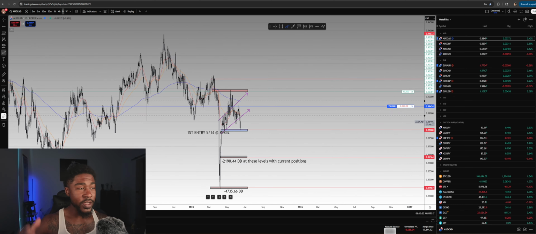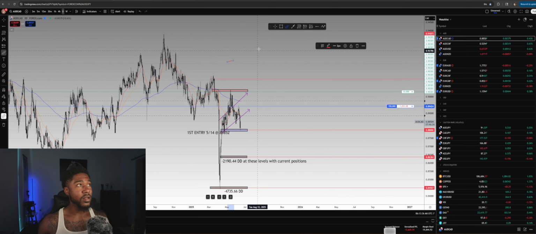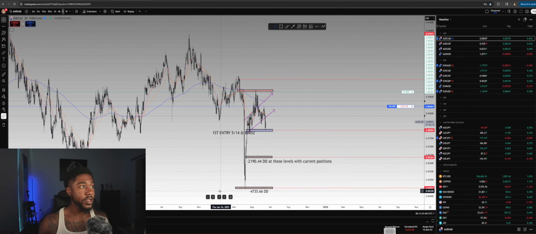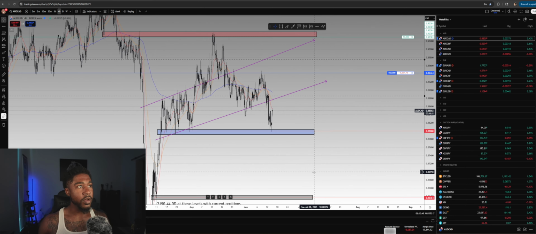So anyways, now that the yapping is over, let me show y'all what trades I'm in. The first trade we're going to start off with is Aussie CAD. I'm in Aussie CAD longs. If we look here, we can see I'm down $1,000 on this trade, and right now we're coming back.